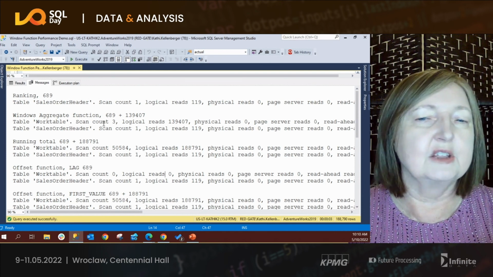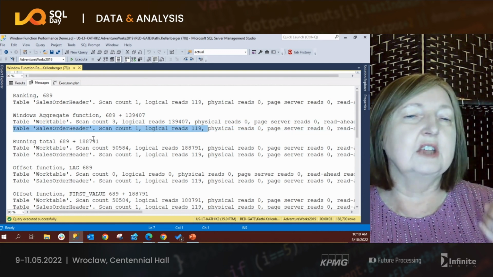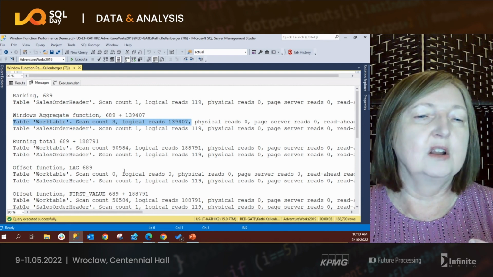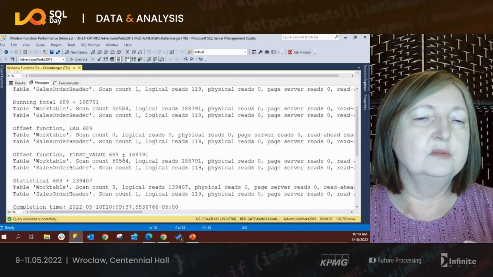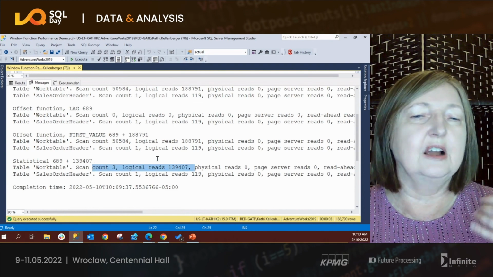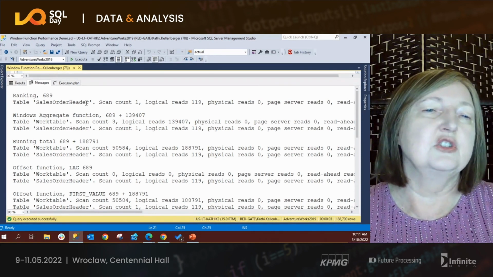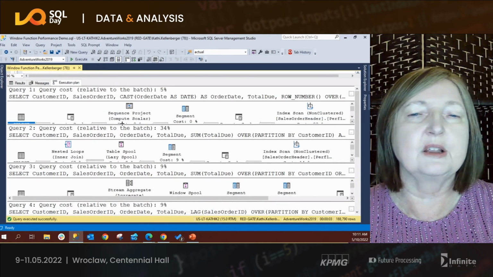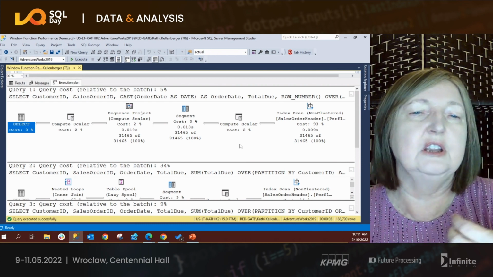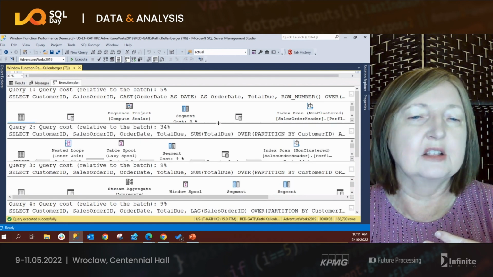If I look at the window aggregate though, even though I have a smaller number of logical reads for scanning the table, my work table is still very big, just as big as it was before. And that's the case for the running total, first value, and the statistical functions. So I've improved 2 of them, about as good as I can get, but there's still issues with the others.